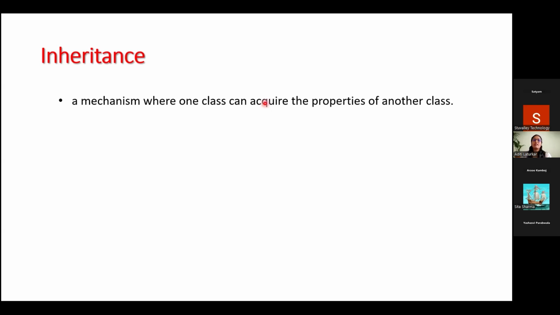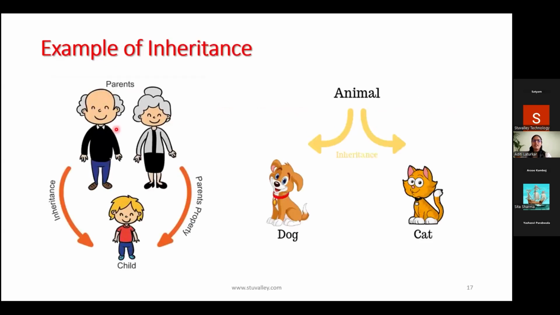The same thing we can do in Java also. It is just one mechanism where one class can acquire the properties of another class. So we can inherit the properties and members of one class into another one using the inheritance concept. The basic example, as I told you, is that we inherit properties or features from our parents and grandparents, so a child inherits the parents' property.